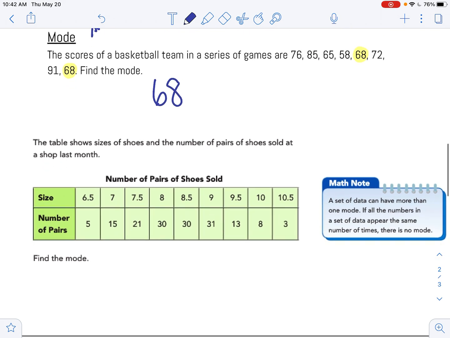All right, looking at the next example, we have this table showing shoe sizes and the number of pairs of shoes sold at the shop last month. So to identify our mode, we're going to focus on the number of pairs of shoes. Okay, and I want to identify which value is our mode. So in the number of pairs of shoes, which one occurs the most often? Okay, I can see I have a 30 here and a 30 here. Everything else is listed just once, so our mode for this set of data, or our pairs of shoes, would be 30.